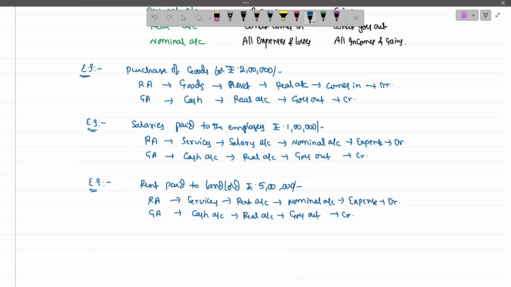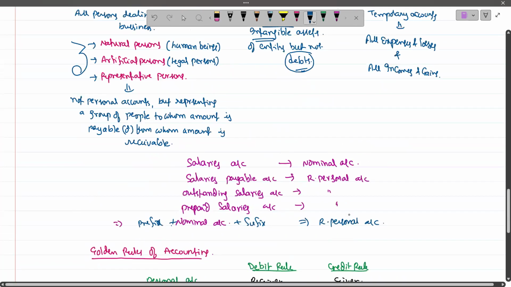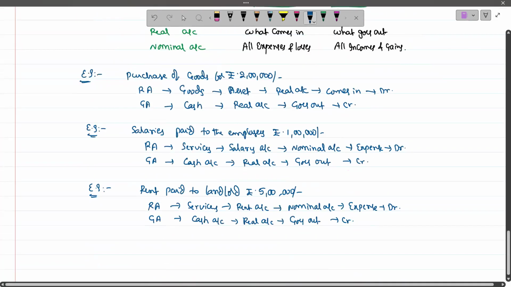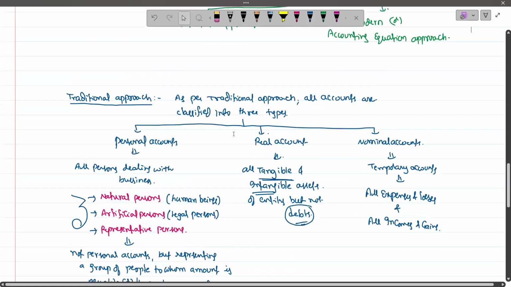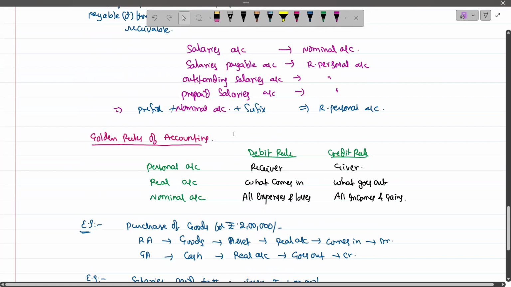So here, in case of double entry system, the main objective of the double entry system is to record the transactions and events by identifying both the debit and credit aspect. And those are identified by using any one of the two approaches as we discussed. One is the traditional approach and another one is a modern approach. As per traditional approach, all accounts are classified into three types.